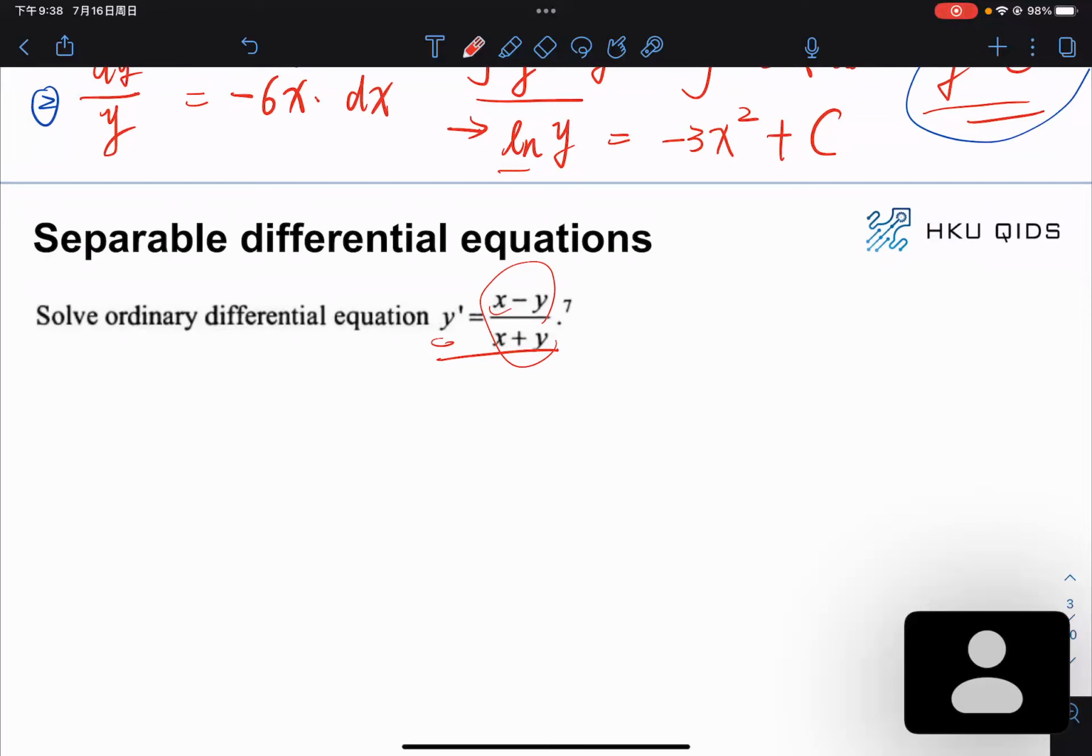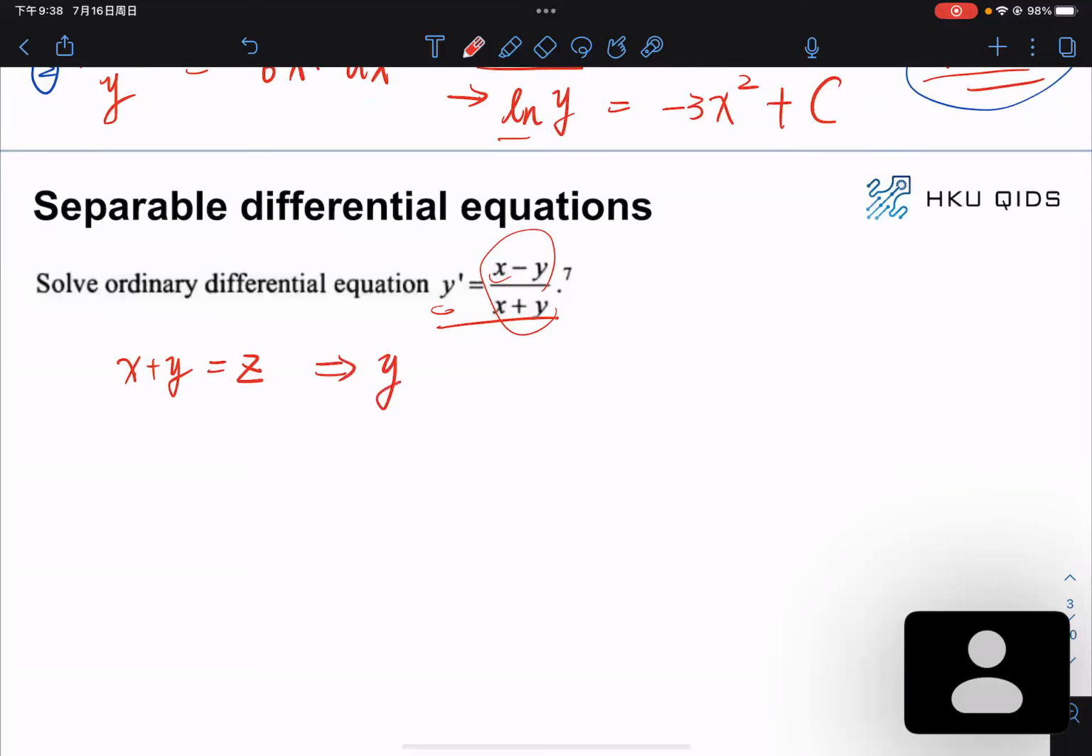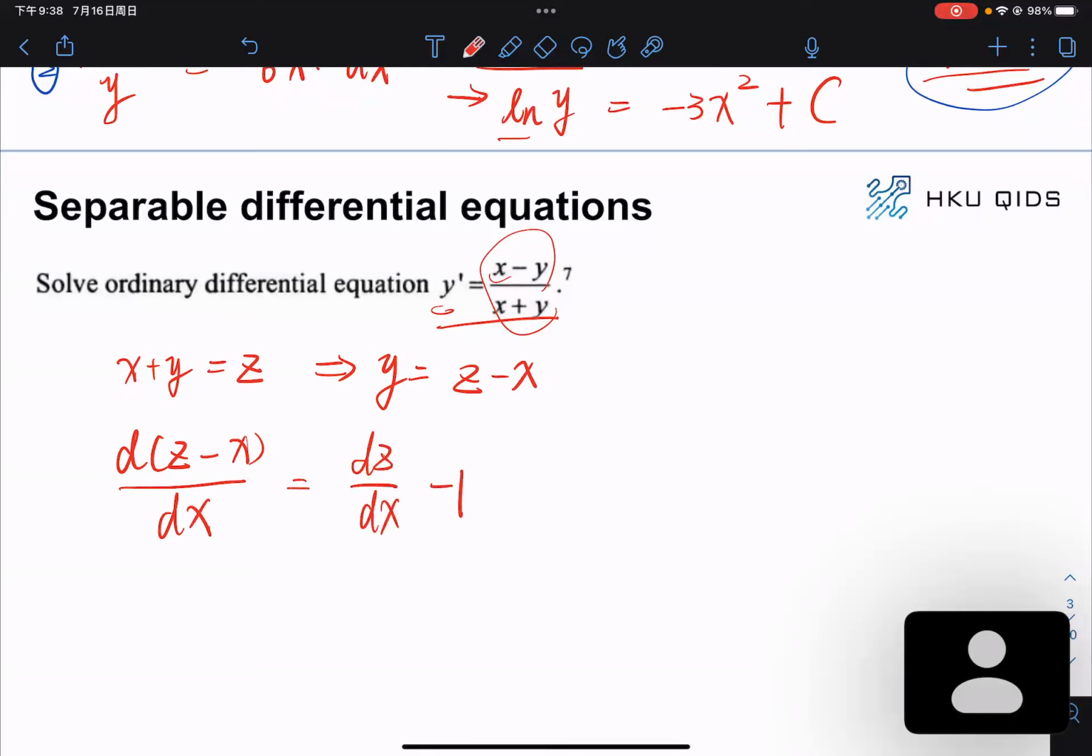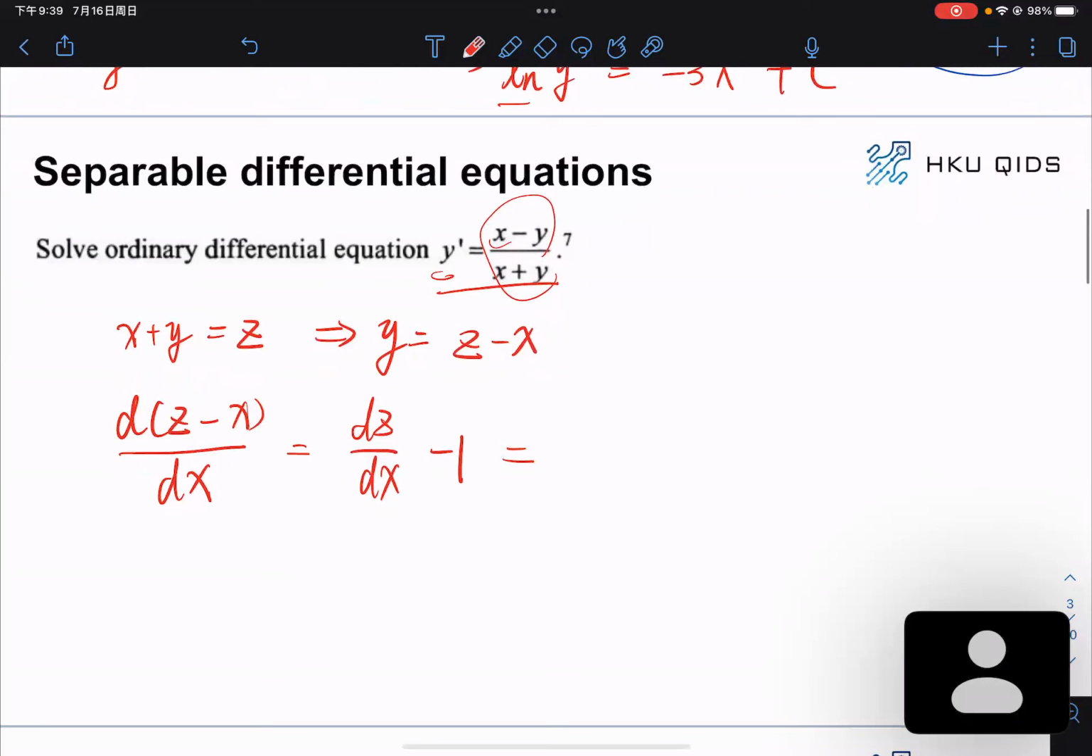So one of the things we can do is define x plus y equal to some z, okay? And then y is going to be z minus x. So the left-hand side becomes d(z minus x) over dx, right? Which is going to be dz/dx minus 1, because dx/dx is 1. And on the right-hand side, it's going to be x minus (z minus x) over z, which is going to be (2x minus z) over z.